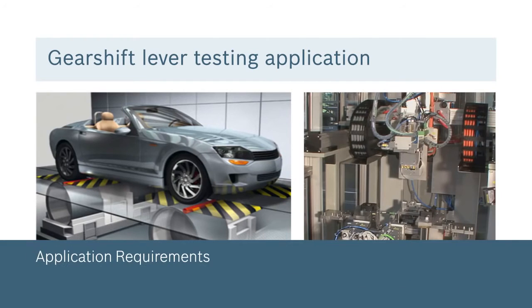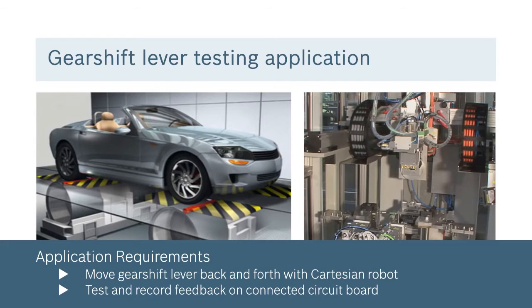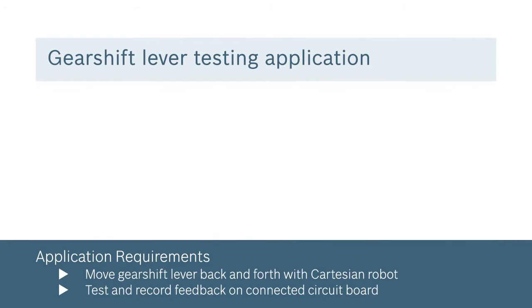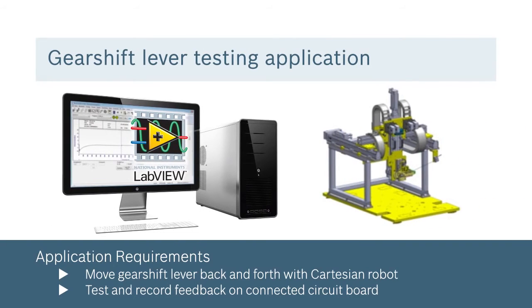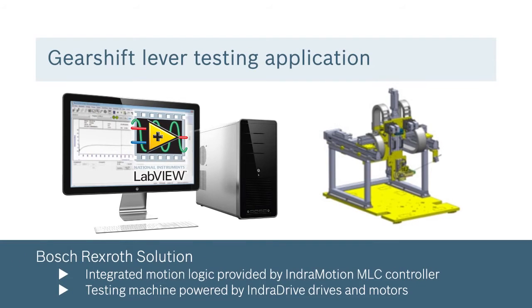In the process, they need to be able to move the gear shift lever back and forth as a human would actually use it in a car, and then test the feedback on the circuit board connected to it. They already had all the measurement equipment designed in to do the testing on the circuit board, but they needed the motion component to add in to move the gear shift lever back and forth.